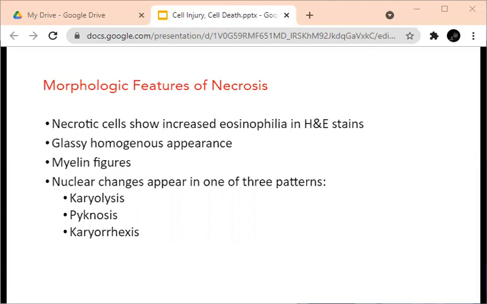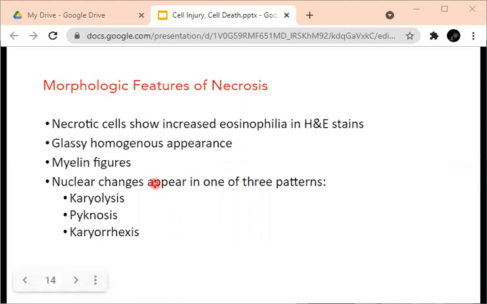So we have loss of cytoplasmic RNA and an accumulation of denatured cytoplasmic proteins. These bind our red dye, which is why they are eosinophilic. And we also have the glassy homogeneous appearance, as we saw earlier in the necrotic renal tubular cells. They are eosinophilic, more red, right? And then the glassy homogeneous appearance, like powdered or ground glass.